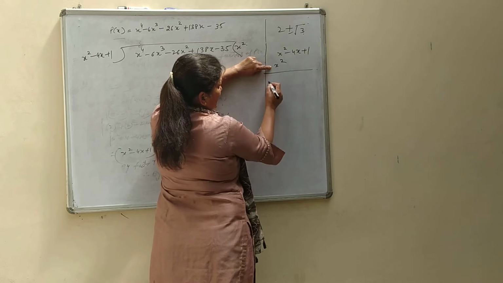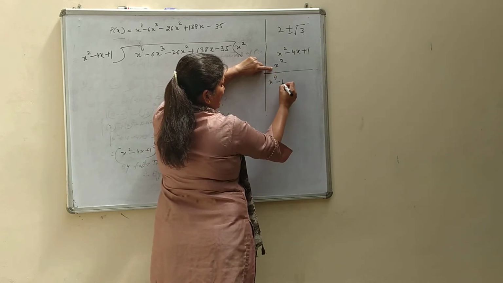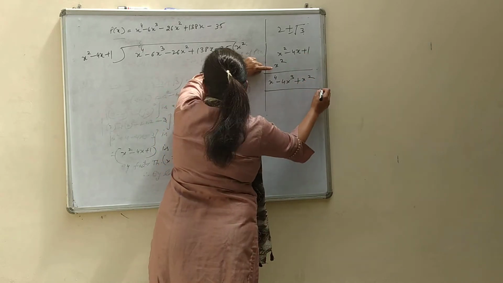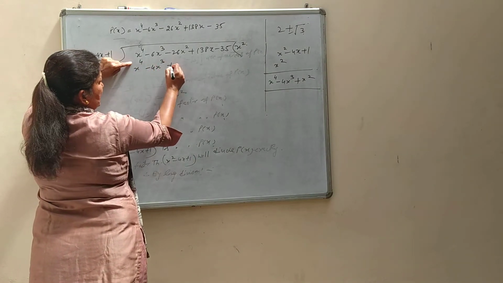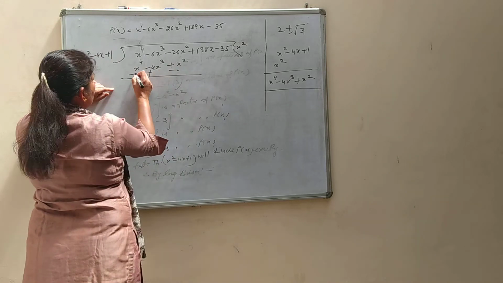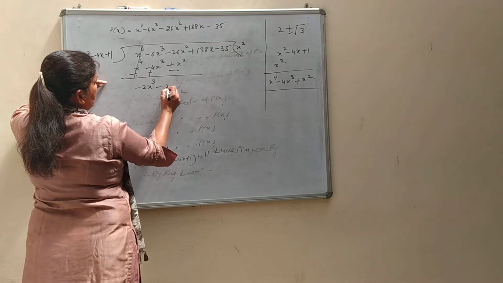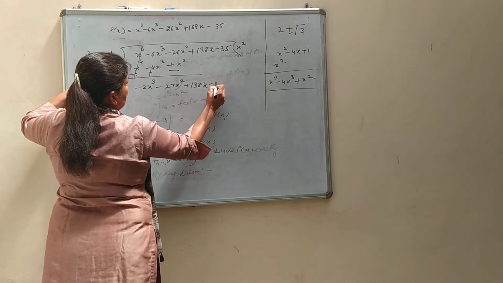x square into x square, x raised to power 4. x square into minus 4x, minus 4x cube. x square into 1, x square. x raised to power 4 minus 4x cube plus x square. By changing signs, minus 2x cube minus 27x square plus 138x minus 35.